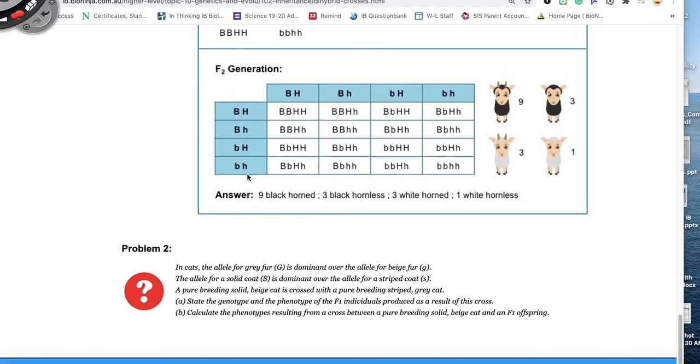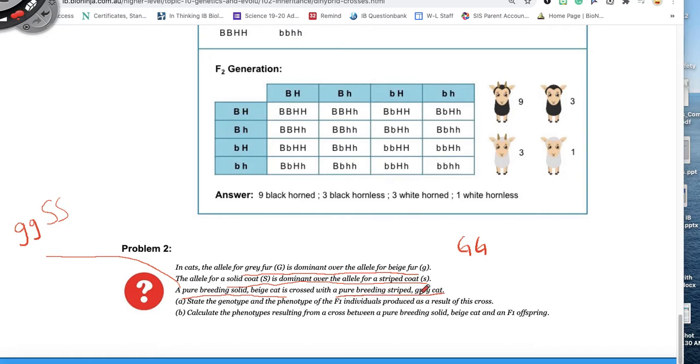In this particular problem, you have cats, and the allele for gray fur is dominant over the allele for beige fur, and the solid coat is dominant over the allele for a striped coat. So you are doing a cross between a pure breeding solid beige cat. So what is that going to look like? Pure breeding means it's homozygous, beige cat, and solid. So that's what this cat's going to look like. And it's crossed with a pure breeding striped gray cat. So if it's gray, it's going to look like this.